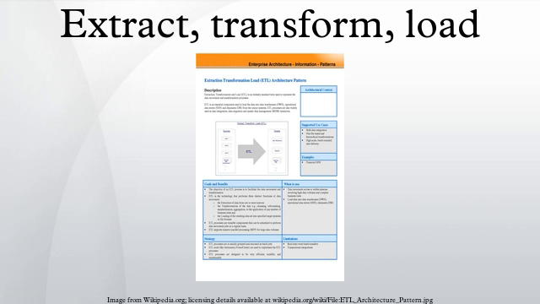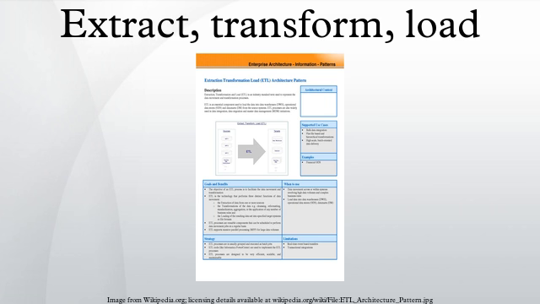Extract. The first part of an ETL process involves extracting the data from the source systems. In many cases this is the most challenging aspect of ETL, since extracting data correctly sets the stage for the success of subsequent processes. Most data warehousing projects consolidate data from different source systems. Each separate system may also use a different data organization and/or format.